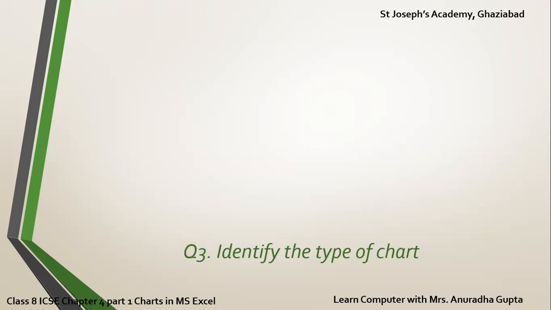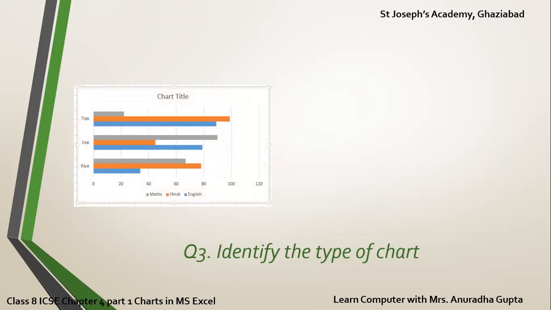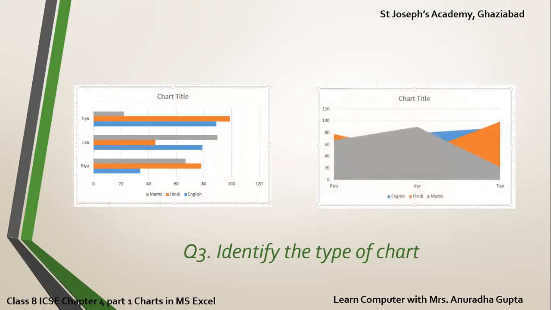Let's move on to the third question. Identify the type of chart. Please identify the name of this type of chart and write down on your paper. Move on to the next. B part of this question is on the screen. Please identify the name of these types of charts and write down on the paper. I hope you all have written these three answers on your paper. If you completed, let's move to the answers.